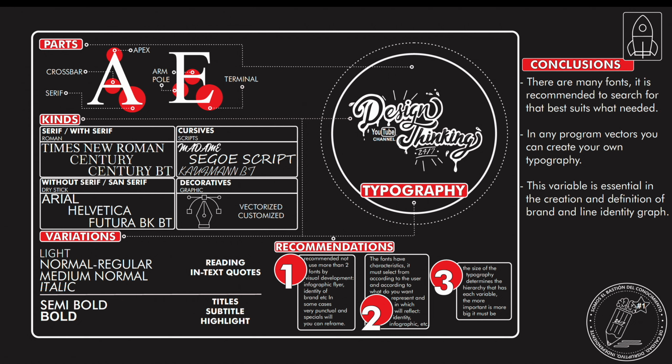The only thing that you need to do is to vectorize in Illustrator or Corel or whatever vector program you use, and focus on that. This variable is essential in the creation and definition of a brand and its identity. That's something very important as well, because if, for example, you are developing a brand book for any kind of brand, one of the most important things is that you choose the typography that you are going to use for that. So that is very important as well.